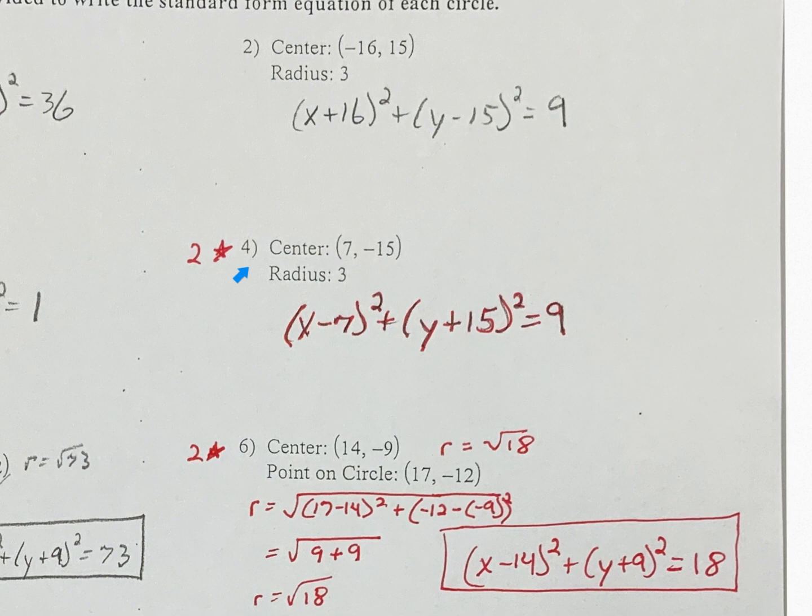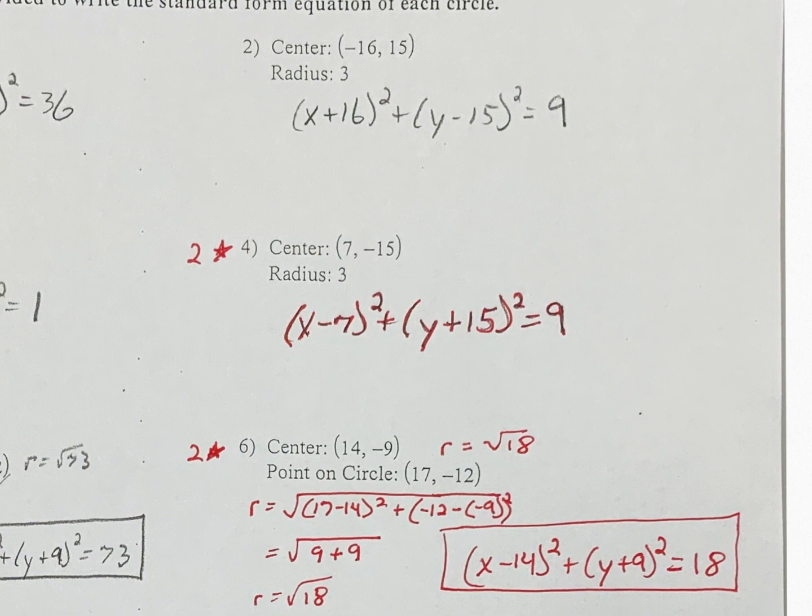You will have a couple questions where you're given the center and you're given the radius, and you need to write the equation of the circle. Of course, it is x minus h squared plus y minus k squared equals r squared. The radius is 3, so 3 squared is 9, and then you just plug in the h and the k.